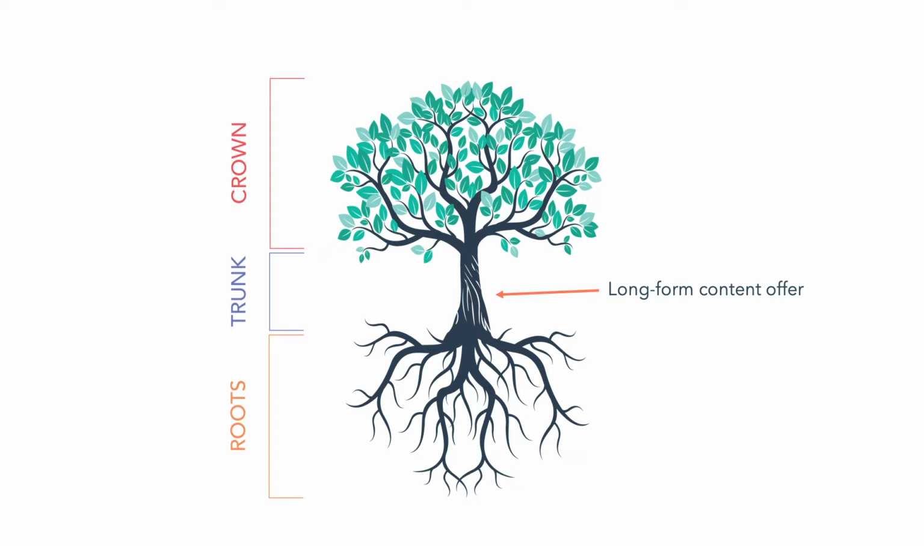And what grows from that trunk? Branches. Think of each branch as an extension of your content offer into a new format, like a webinar or an infographic. Your content marketing plan should be filled with a forest of trees that have strong roots and branches. Interesting concept, right? But how do you do it?